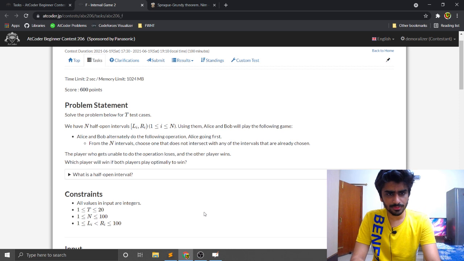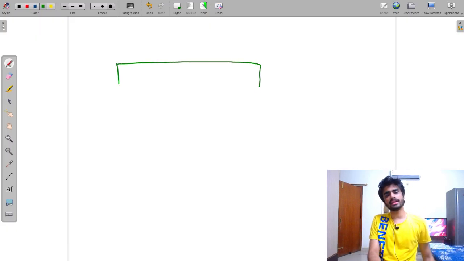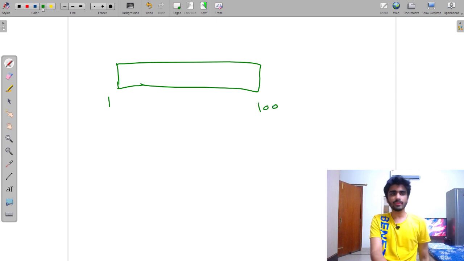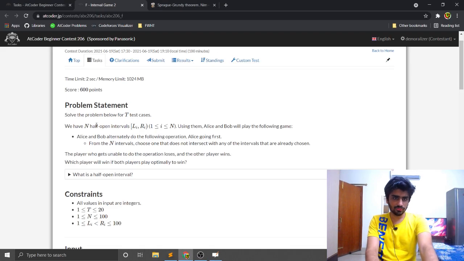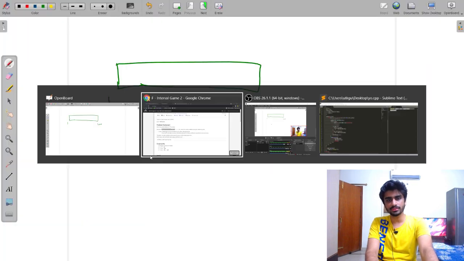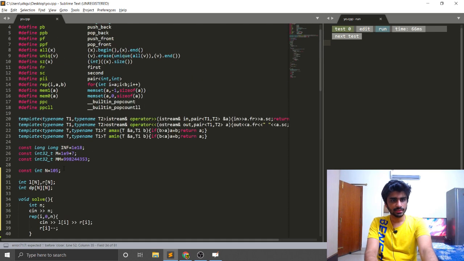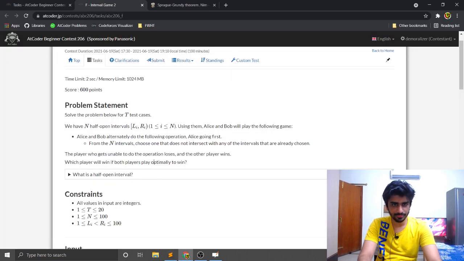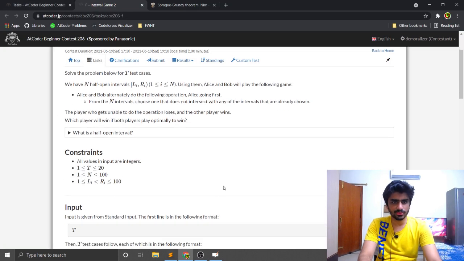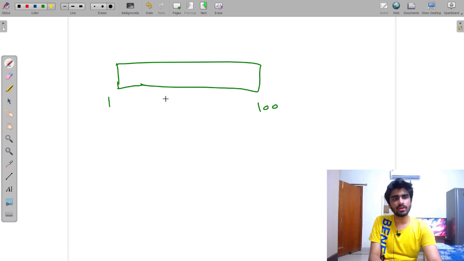This problem is something like you can consider the interval 1 to 100, and then you have a lot of half open intervals. I didn't really see them as half open intervals. What I did was I immediately subtracted 1 from R, and then they are completely closed intervals. Yeah, something like that we can do. And then we have a lot of intervals here, like this, and so on.